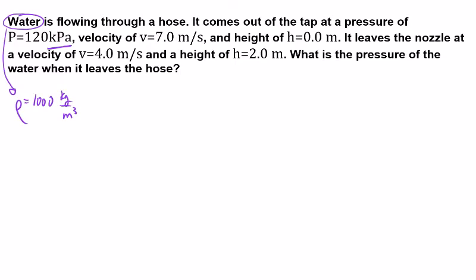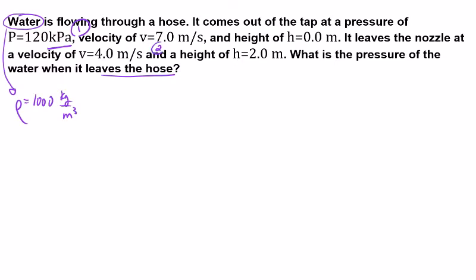So in other words, it's flowing through this hose at a particular point, wherever we're going to measure our reference height. It leaves the nozzle at a velocity of 4 meters per second and a height of 2 meters. What is the pressure of the water when it leaves the hose? So we have two situations here. It doesn't really matter which one we call what. So I'm just going to call this situation number 1, and we'll call this situation number 2.